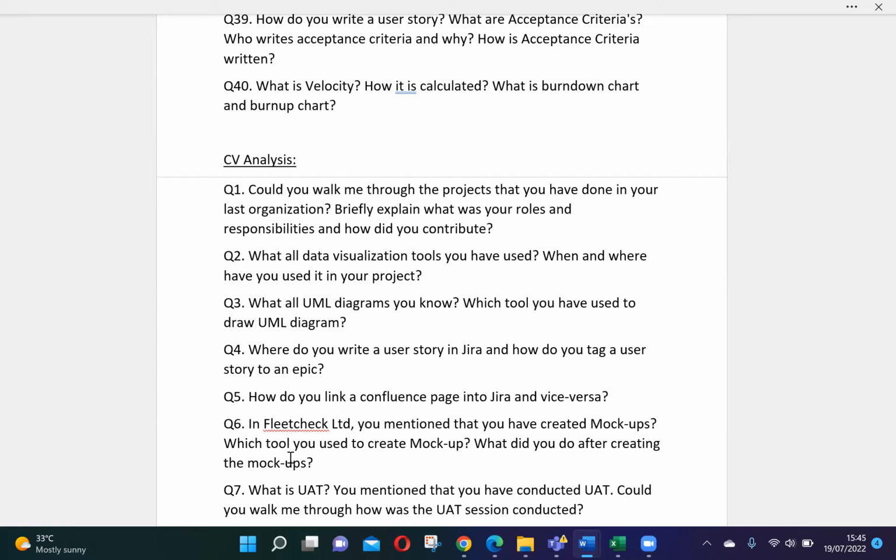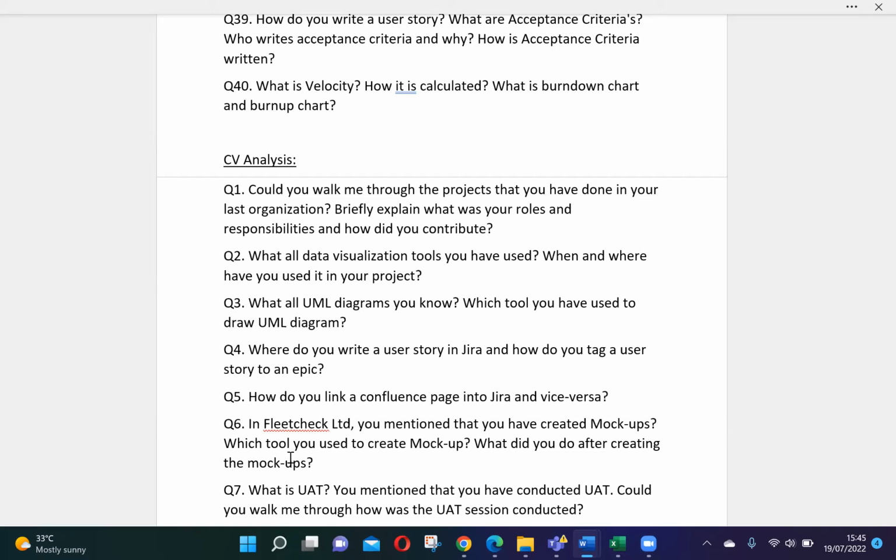Confluence is basically a documentation tool, a collaboration tool where you create different types of documents. And how can you link it to Jira? You just copy the link of the Confluence page, whatever your page is. And how to copy the link? There is a share button at the top. You click on share, and you get the option called copy link.